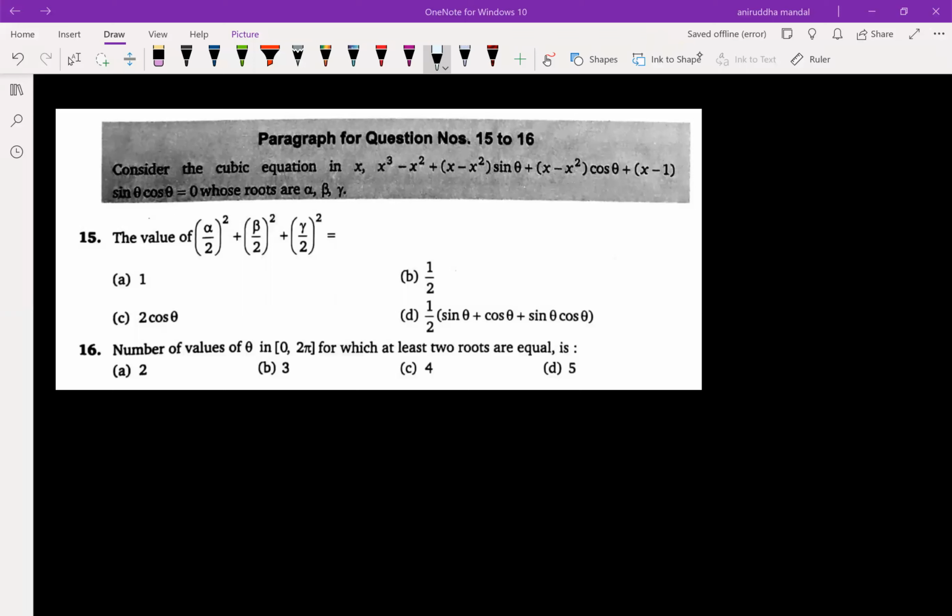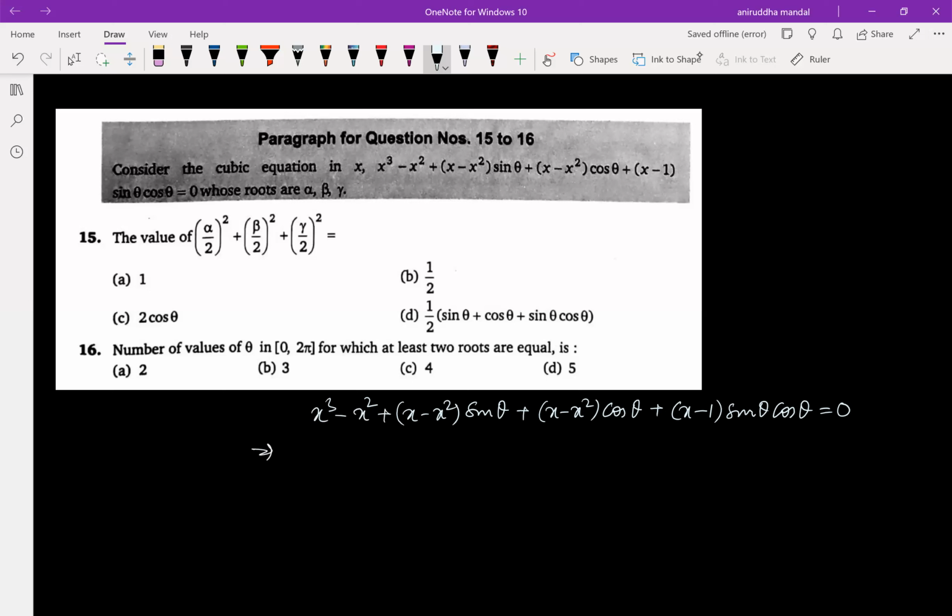Now, this is the last question of this video. So the problem says a cubic equation is given, that is x cube minus x square plus x minus x square sine theta plus x minus x square cos theta plus x minus 1 sine theta cos theta equal to 0, and whose roots are alpha, beta, and gamma. So we have to find the value of alpha by 2 whole square, beta by 2 whole square, and gamma by 2 whole square.